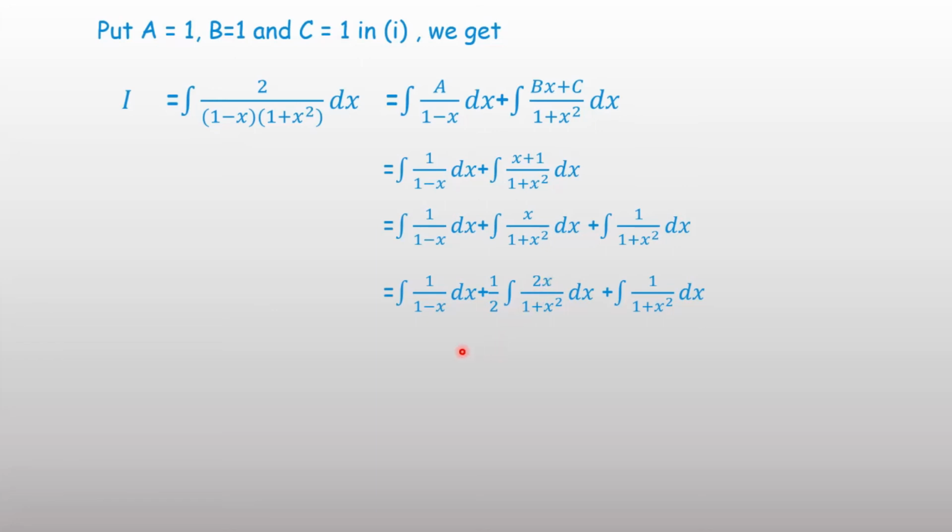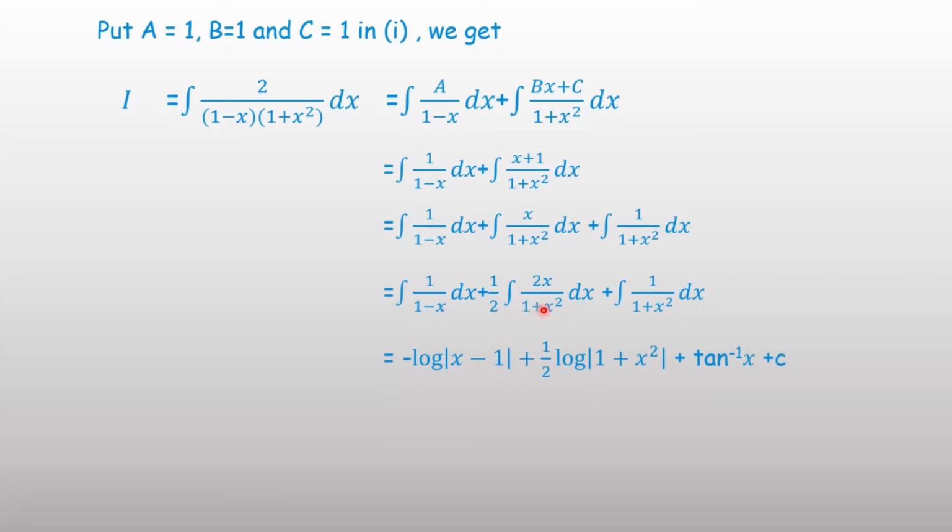Next step, 1 upon 1 minus x, just oral calculation. If we let 1 minus x as t, then minus dx equal to dt, or dx equal to minus dt. So therefore you will get minus 1 upon t dt, and minus 1 upon t dt means minus log t, and log t means log x minus 1, plus 1 upon 2.